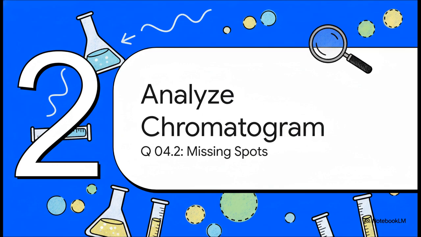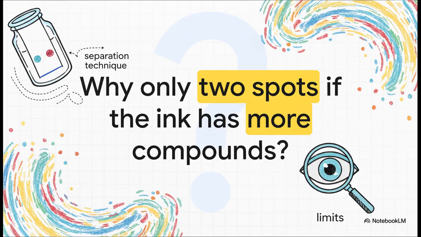Okay, on to part 2. We're shifting gears now from calculation to analysis. The question wants us to look closer at that chromatography and think about what we can't see. Now, this is a fantastic question because it forces you to think about the limitations of this whole technique. We're told the ink has more than 2 things in it. So, where are the others? Why do we only see 2 spots?